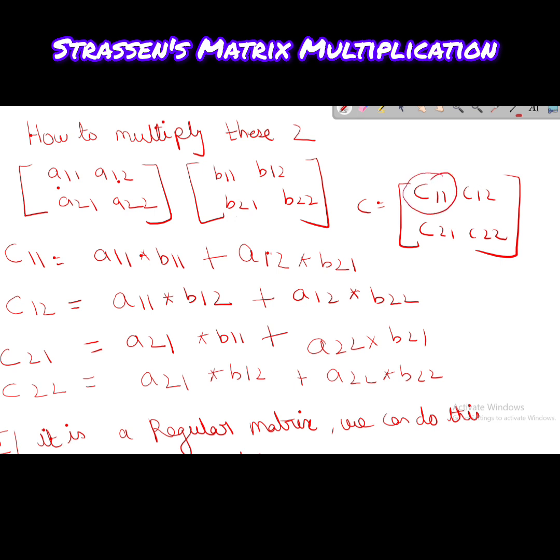Likewise, the second one, C12. How do we do it? A11 into B12, plus A12 into B22. So now we have got C12. Likewise, C21: A21 into B11 plus A22 into B21. Now we got C21. And C22: A21 into B12 plus A22 into B22. So it is a regular matrix where we can do this easily.